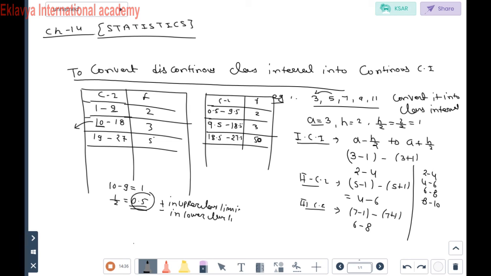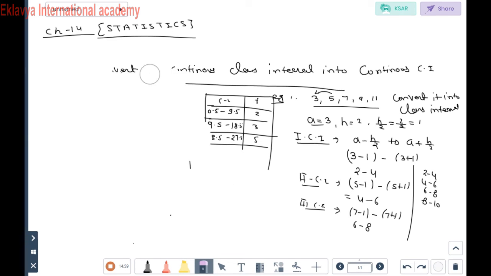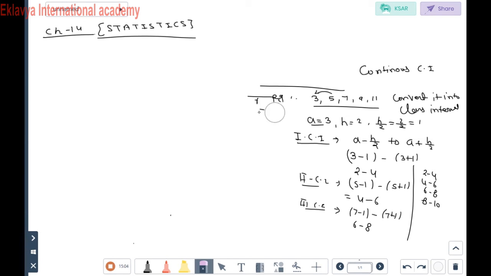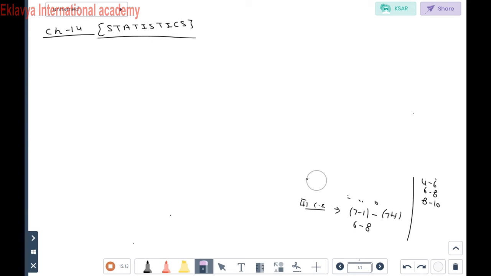Why do we do this, students? Because we will use it in the histogram and frequency polygon. Understand? Any problem? So, students, if the class interval is given to you in discontinuous form, you can easily convert it into continuous form. Now next is the graphical representation of data. How will we represent data in graphical form? There are three methods: bar graph, histogram, and frequency polygon. We will use all three to represent the given information in the form of a graph.